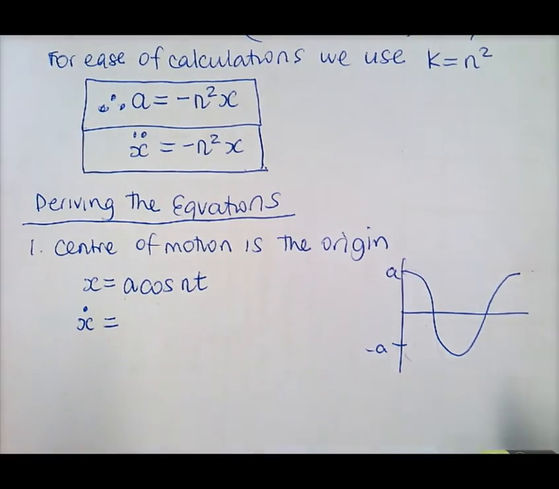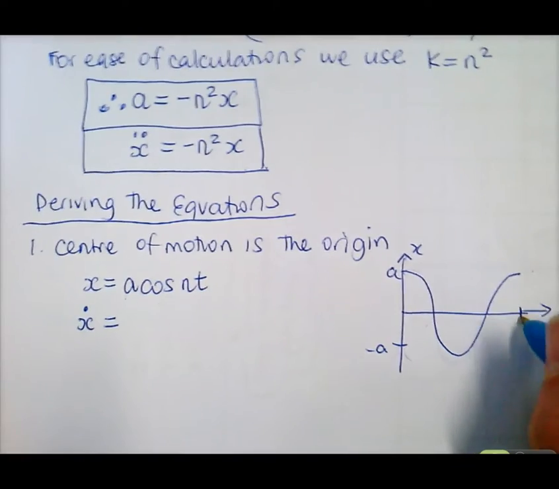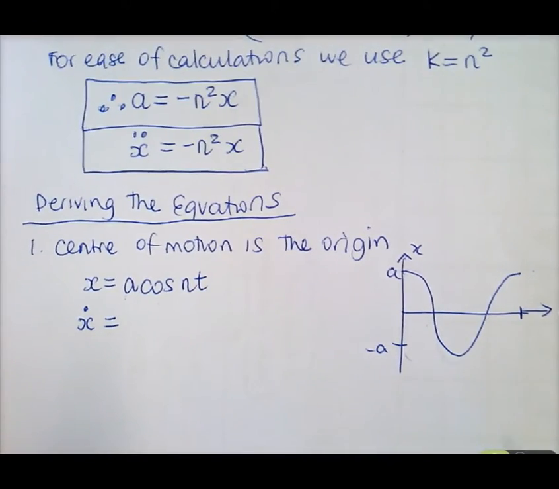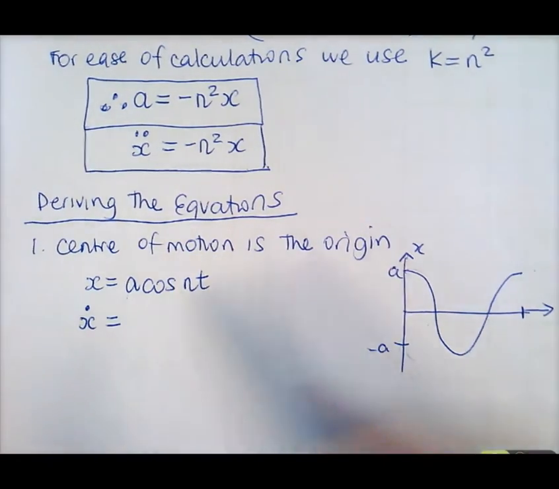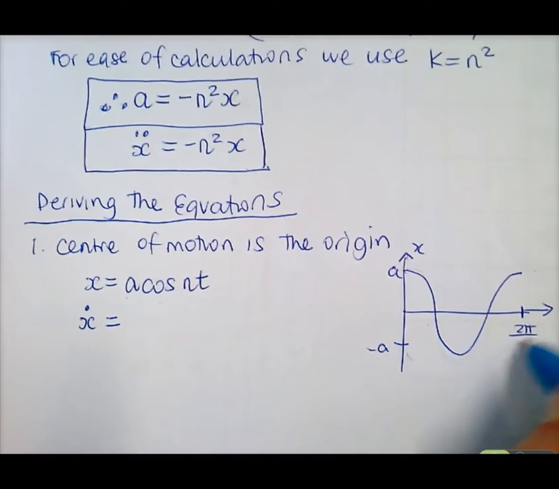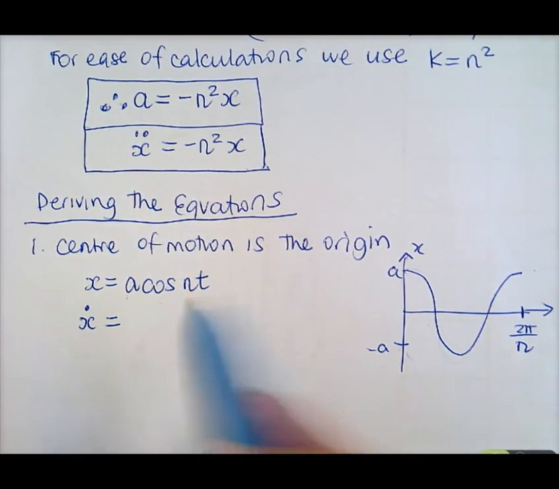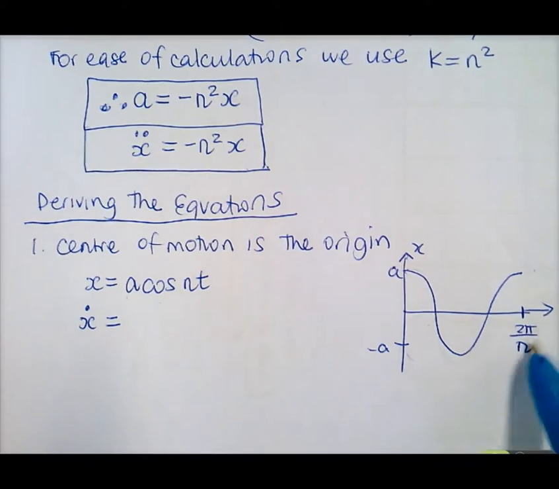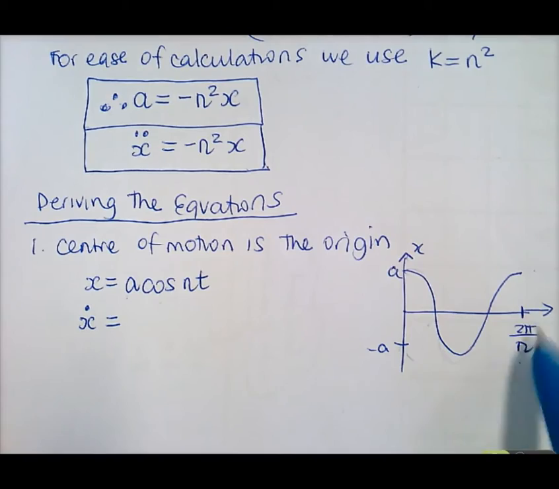If you go with time, so if this is X, its position, and this is time, then the period will be 2 pi on N. Okay, so the period here will be 2 pi on, depending on what N is. If N is 1, it'll be 2 pi. If N is 2, it'll be 2 pi on 2, which is pi.